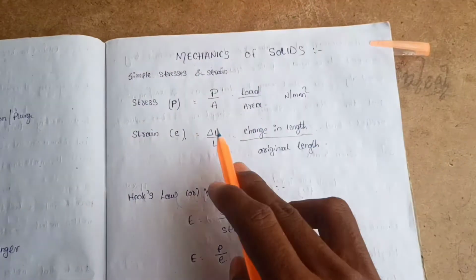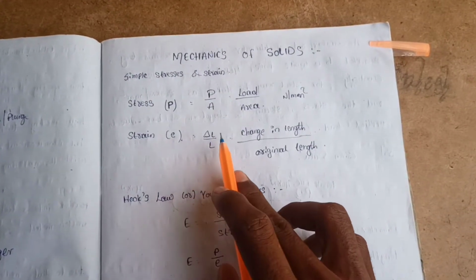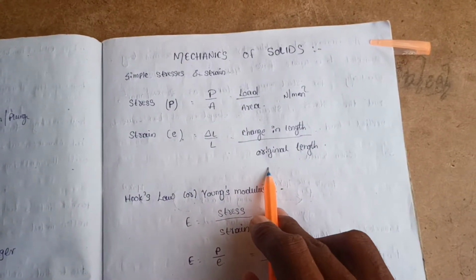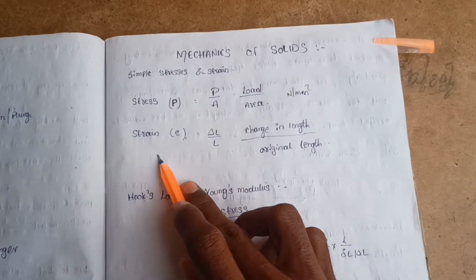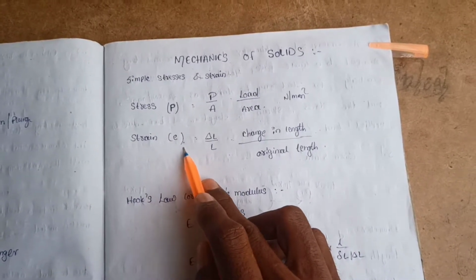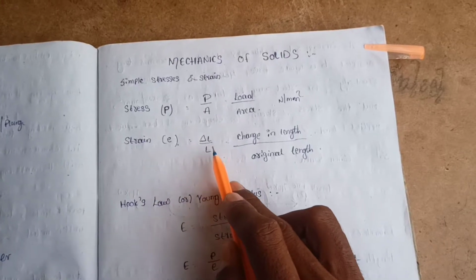Next, what is strain? Strain is nothing but change in length by original length. So delta L by L is strain. It is denoted with the letter small e. Strain has no units.